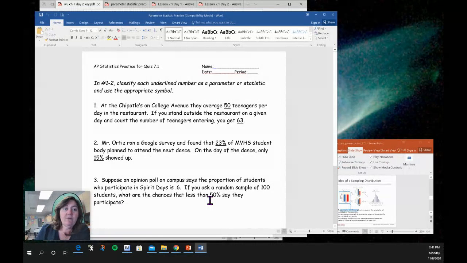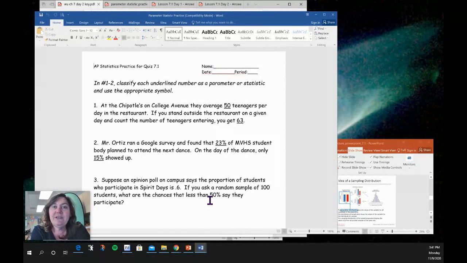So to go further, I want you to now look at this practice of statistics and parameters. We're not doing question number 3 right now. We'll learn how to do 3 next Thursday, Friday. So just doing 1 and 2, what I want you to do is practice classifying each of the underlying numbers as either a parameter or a statistic, and please use the appropriate symbol. So in Edpuzzle, if you'd please do number 1 and number 2.